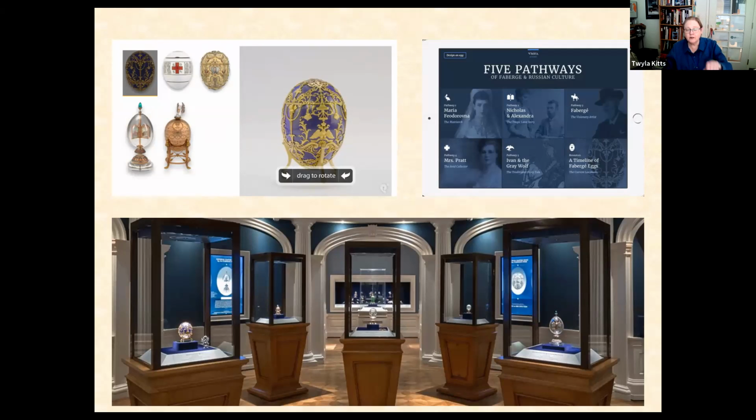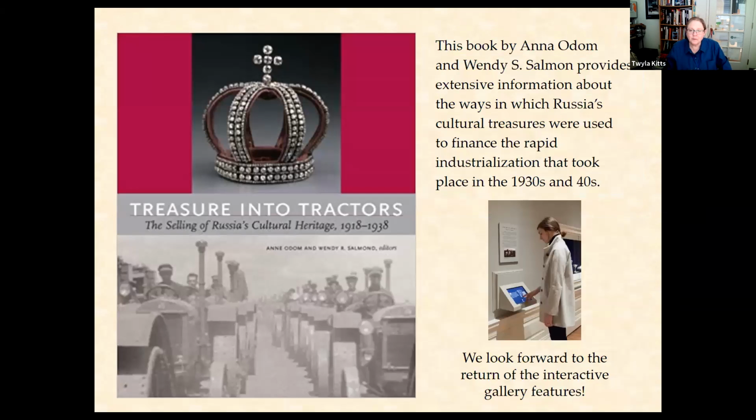There's also a place on the website where you can get a 360 look at each one of the imperial eggs, and an app that you can download for your phone as well.